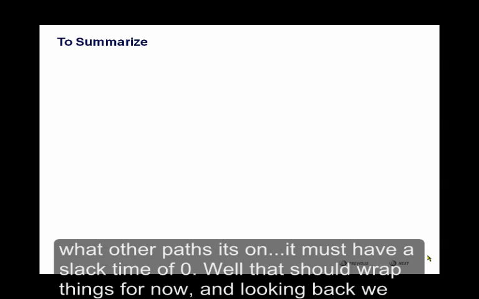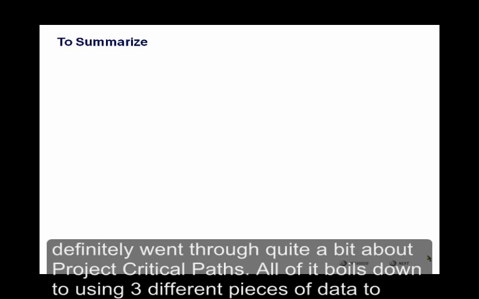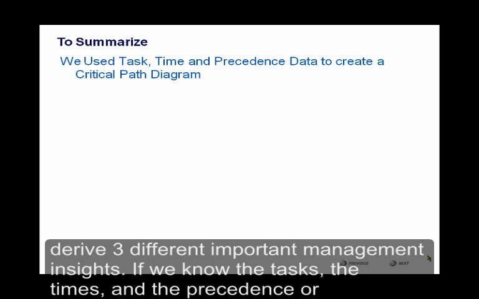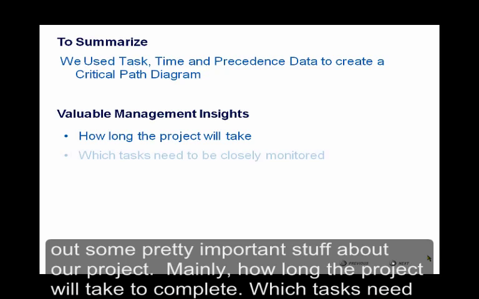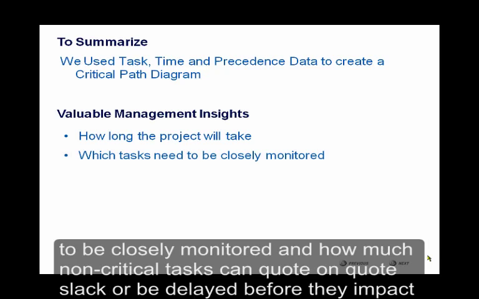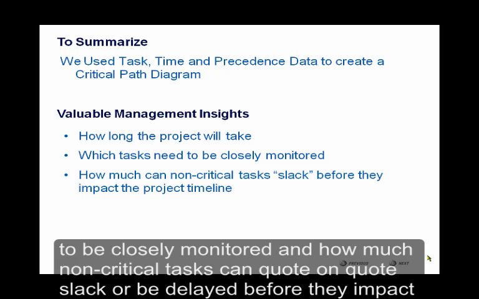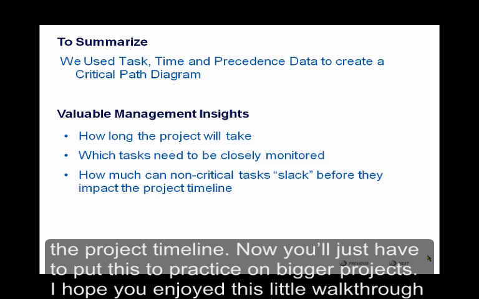Well, that should wrap things up for now, and looking back, we definitely went through quite a bit about critical paths. All of it boils down to using 3 different pieces of data to derive 3 different important management insights. If we know the tasks, the times, and the precedence or relationships between the tasks, we can effectively create a critical path diagram. Doing so allows us to figure out some pretty important stuff about our project, mainly how long the project will take to complete, which tasks need to be closely monitored, and how much non-critical tasks can quote-unquote slack or be delayed before they impact the project timeline. Now you'll just have to put this to practice on bigger projects.